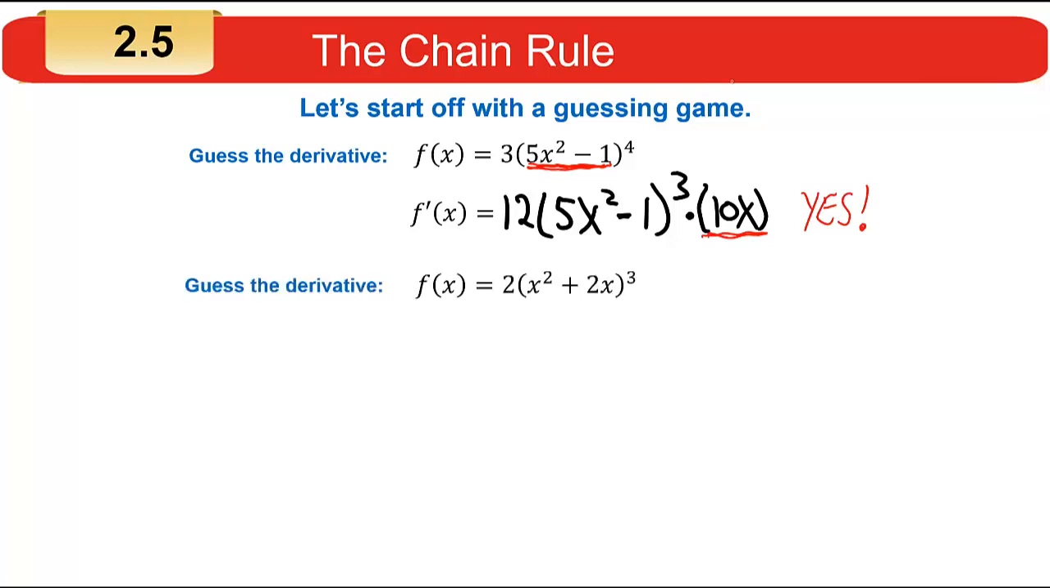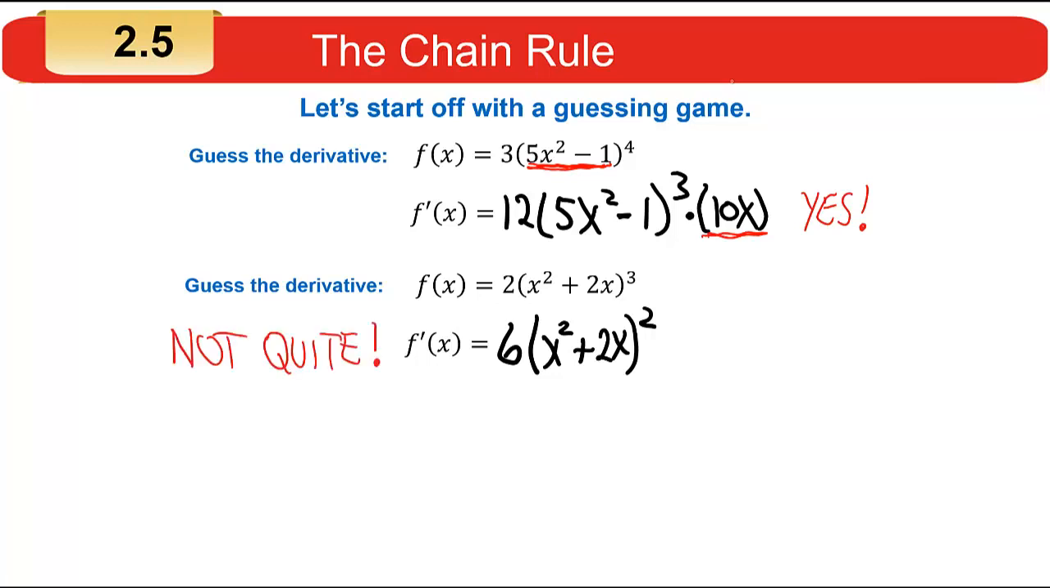Let's continue with another. What if I change the function now to 2 times the quantity x squared plus 2x all raised to the third power? Again, if we base it on what we've learned before, which is the power rule, we would think, well, maybe you take the 3 times the 2 and get a 6. Then you take the base and reduce the power down from a 3 to a 2. And if you did that, the derivative would be 3 times 2 is 6, the base is x squared plus 2x, and you drop the 3 down to a 2. That would be a perfectly reasonable guess, but it wasn't quite right before, and again, it's not quite right.